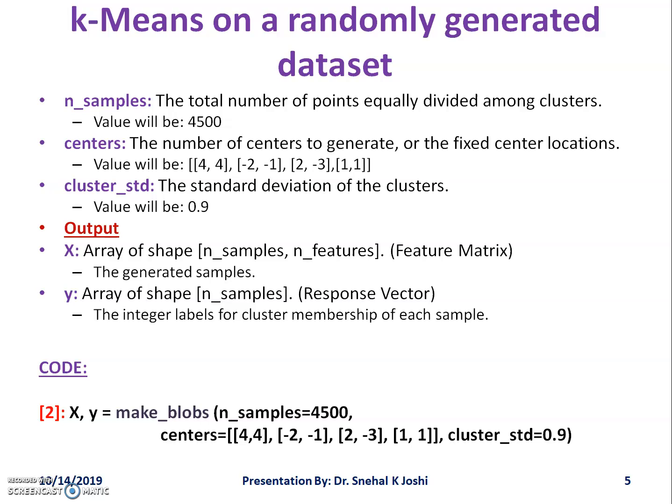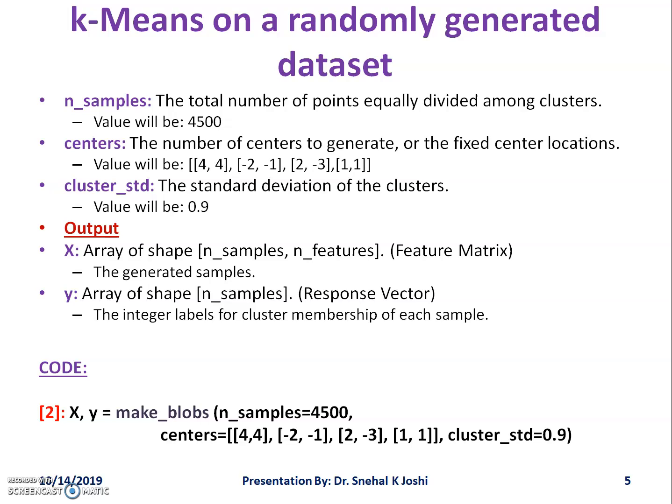Now it's time to generate clusters using K-means on the randomly generated dataset. We are working for a value of k equal to 4. That means generating 4 clusters. Here we have 3 parameters. First is n_samples, which is the total number of data points equally divided among clusters. The sample size is 4500.